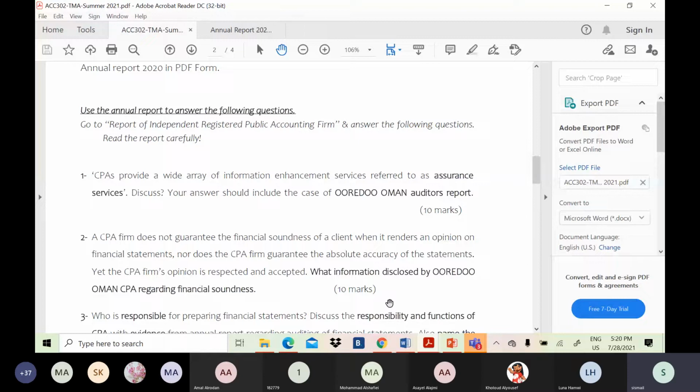لشركة أريد عمان. يبقى first question، how many sections، how many parts? 2 points. Discuss the assurance service, this is number 1. Number 2, support your answer from the auditor report of أريد عمان. Is it clear? So this is the first question. Question by question.